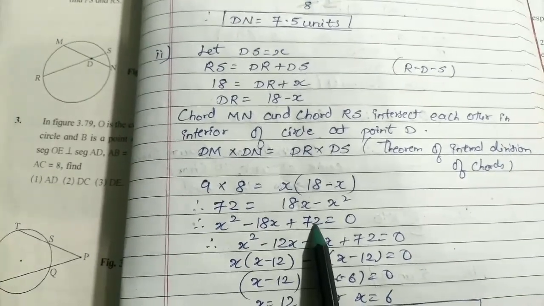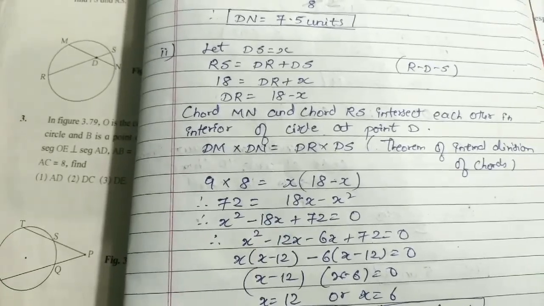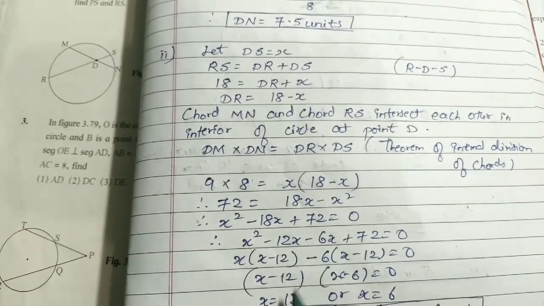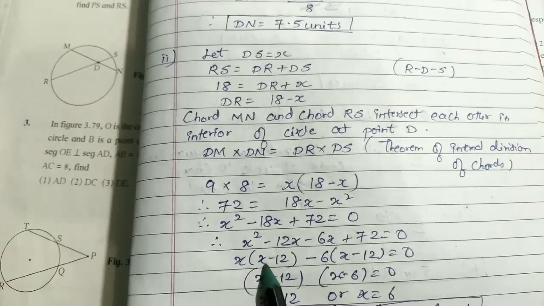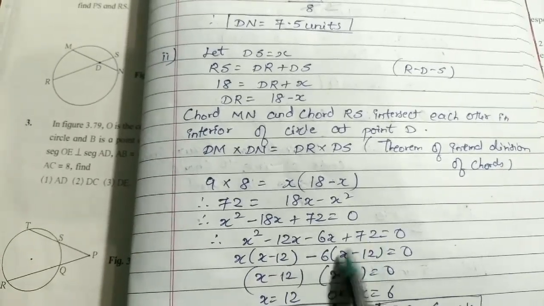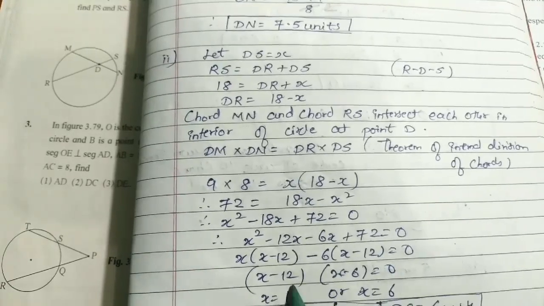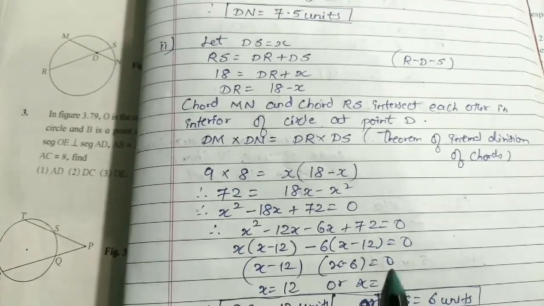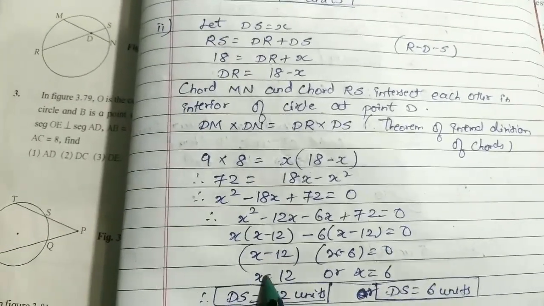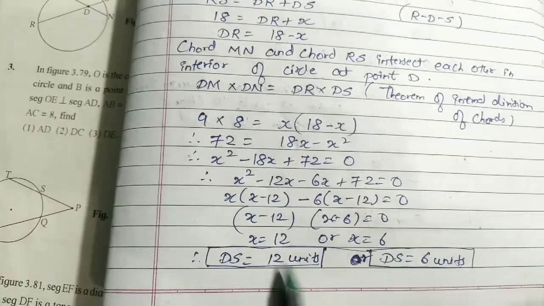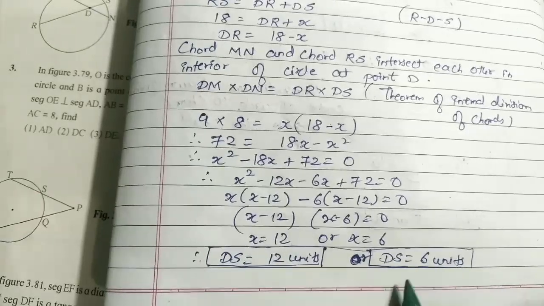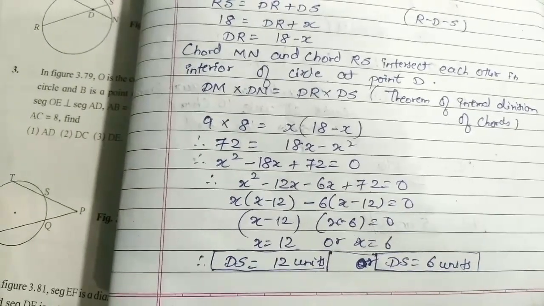The product is 72, so we have to split the middle term: 12 times 6 is 72. So x minus 12 common, x minus 6, equals 0. So x minus 12 into x minus 6 equals 0. So x equals 12 or x equals 6. So DS equals 12 units or else DS equals 6 units.